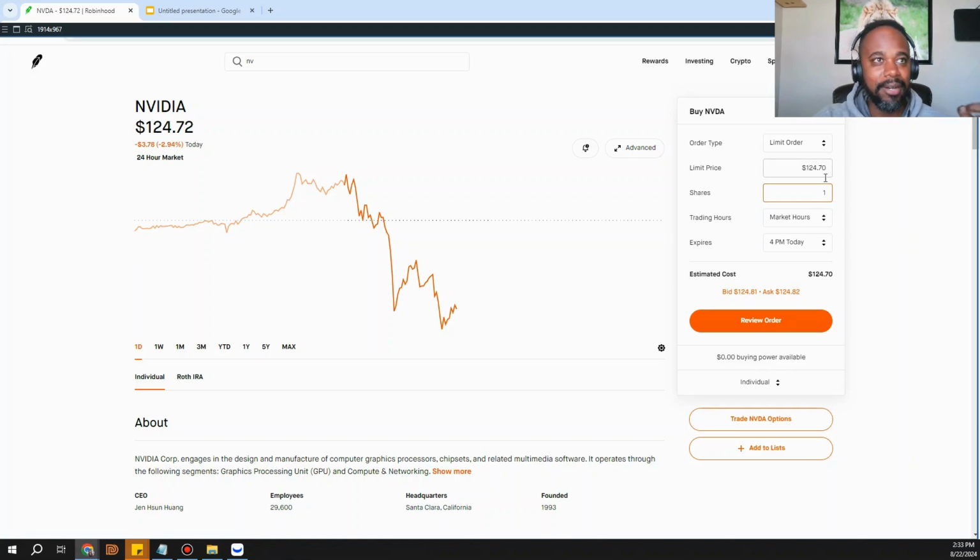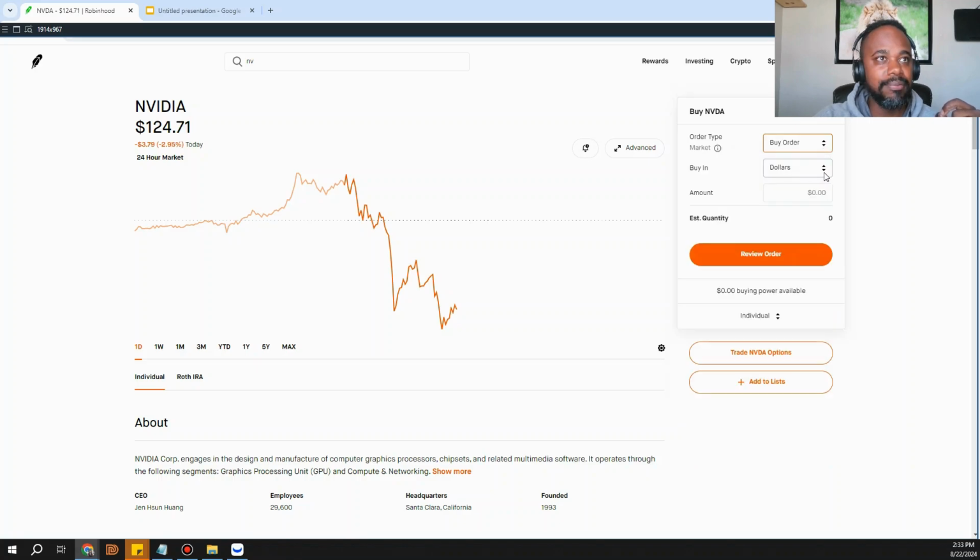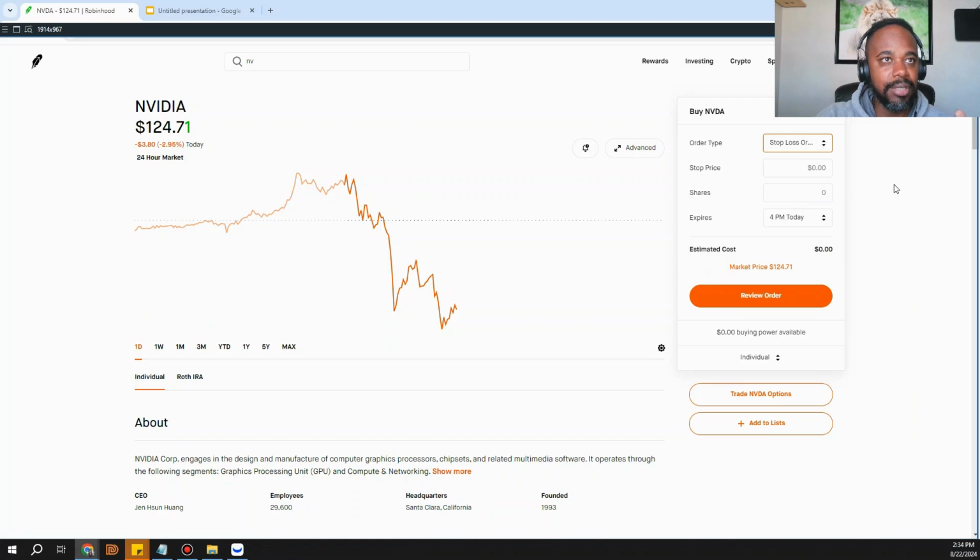Now, another way you could do this is, if I go to buy order, you can change it from shares to dollars. So if you only want to put $10 worth in, you can do $10, okay? If you want to do a stop loss order, and say you're already in this thing, and you say, you know what, I want to be stopped out at $122 because I'm not willing to lose more than that, then you would set it up there.